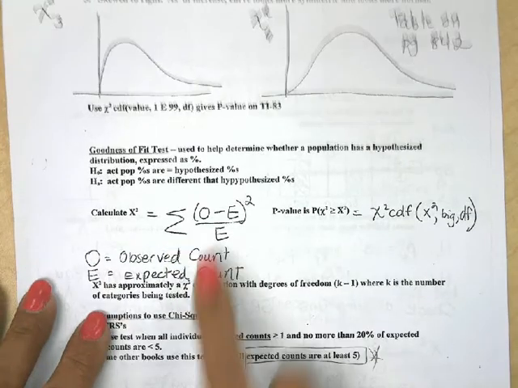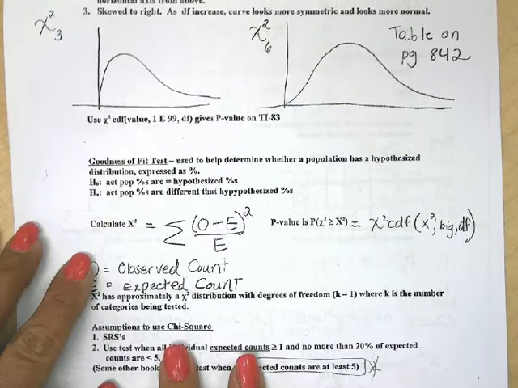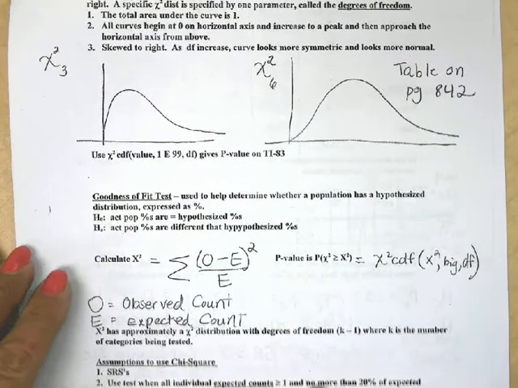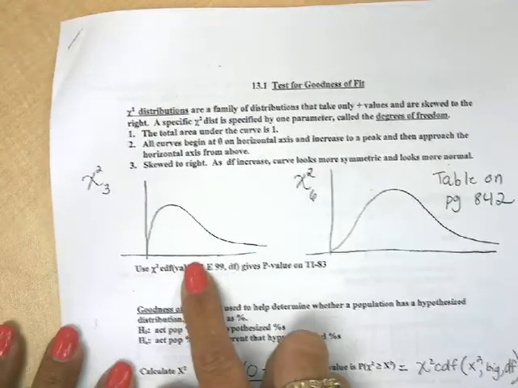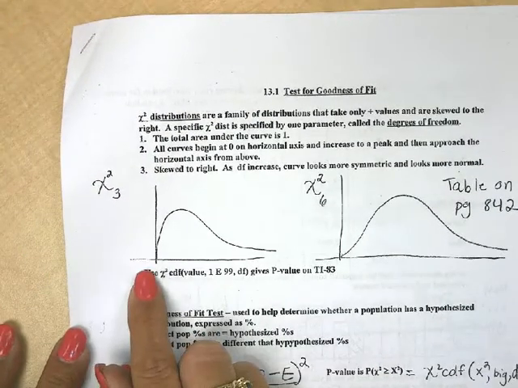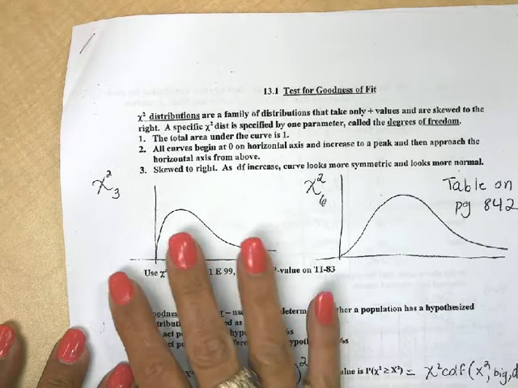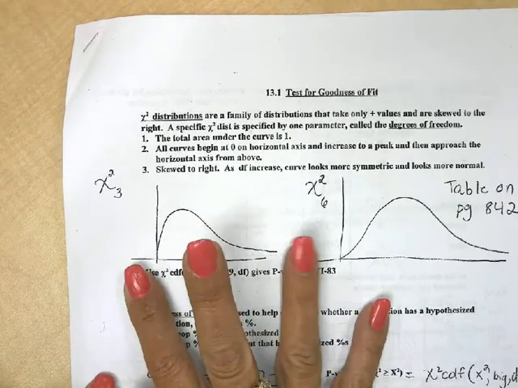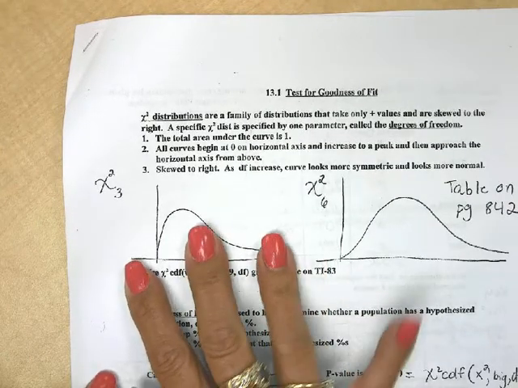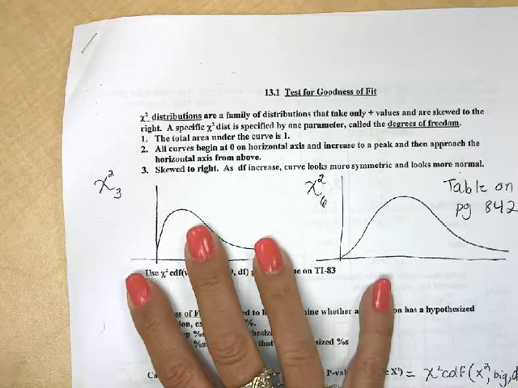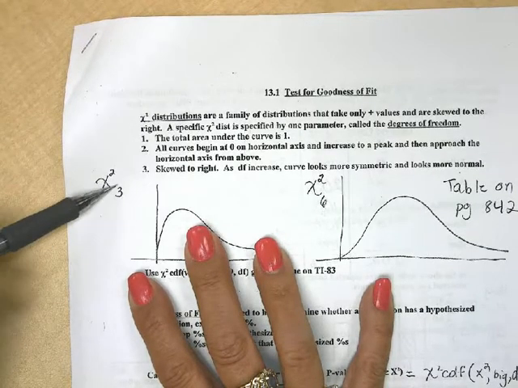The number of categories that we have determines the number of degrees of freedom. For instance, if we had some type of a distribution of M&Ms or whatever categories we're looking at, and you had 4 different colors, say red, white, light green, and dark green, then we are said to have 3 degrees of freedom.